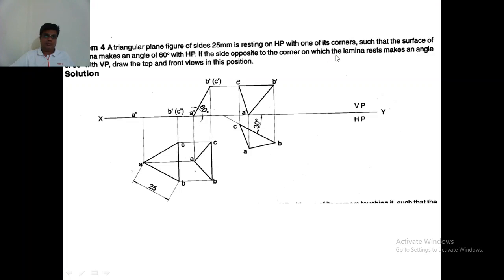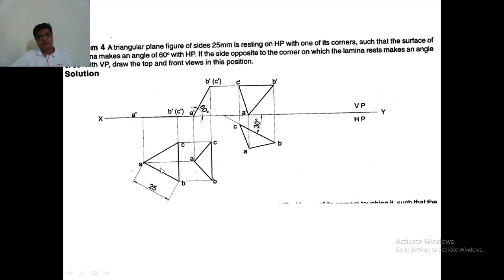So this is the difference between this problem and the previous problem. The main difference is that in this problem the triangular plane is resting on one of its corners, whereas in the previous problem it was resting on one of its edges. That's the difference you can see here. And the surface is inclined to HP, so that is the same as the previous problem.